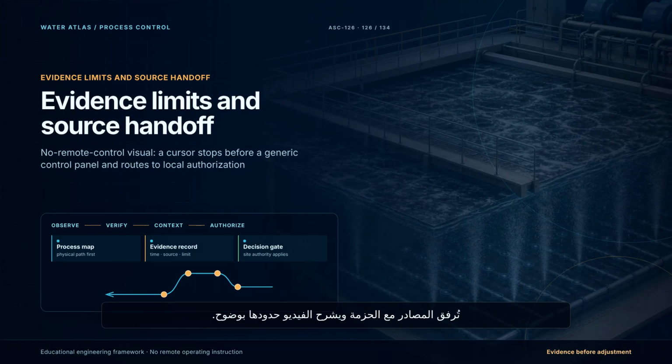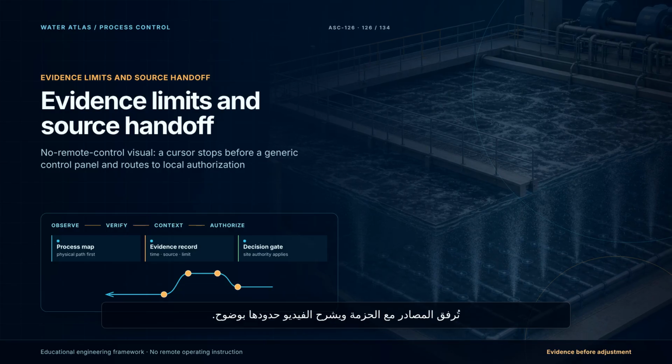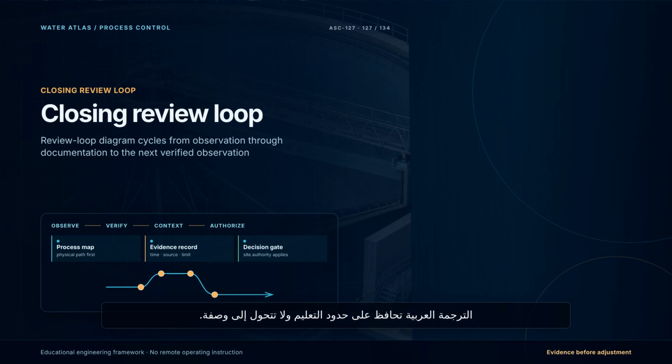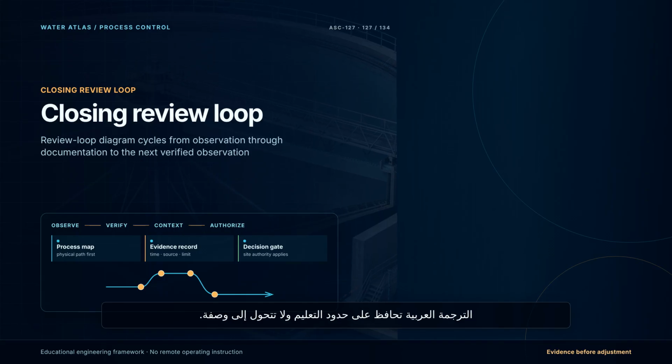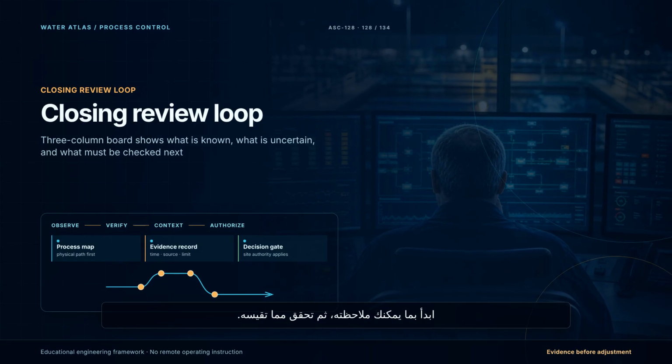If an operating change is considered, the responsible person should confirm the applicable procedure, risk controls, authority, and monitoring plan. Afterward, the outcome should be reviewed rather than assumed. This model turns operational knowledge into a shared engineering asset. It also prevents a plant from becoming dependent on one individual's unwritten intuition.